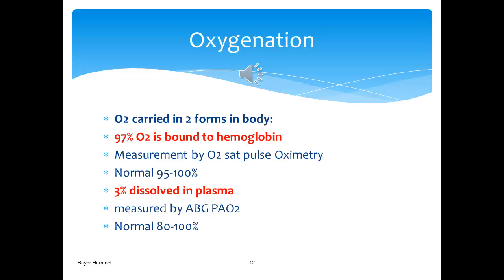Oxygenation. Oxygen is carried in two forms in the body. 97% of oxygen is bound to hemoglobin. Measurement by oxygen saturation is called pulse oximetry. The normal range for this is 95 to 100%. 3% of oxygen is dissolved in plasma. This is measured by ABG, specifically your PaO2. The normal range for your PaO2 is 80 to 100.